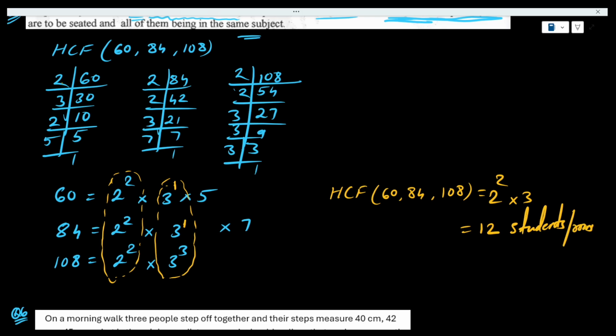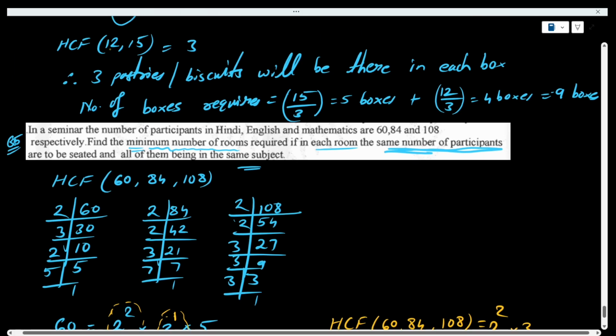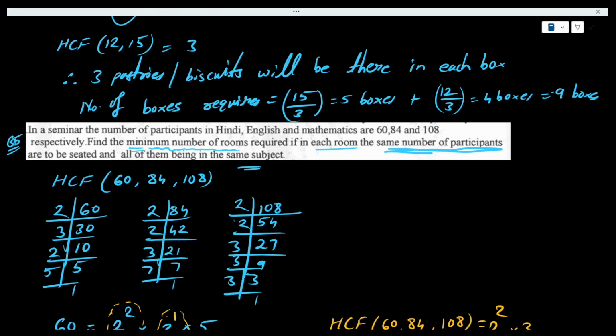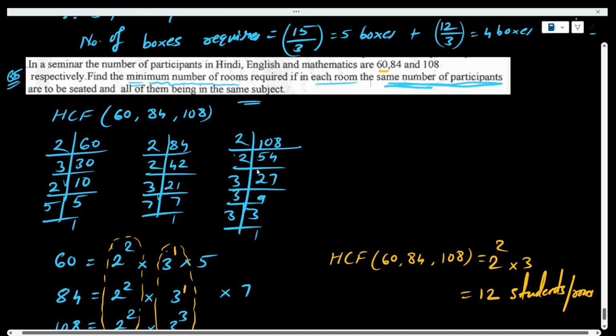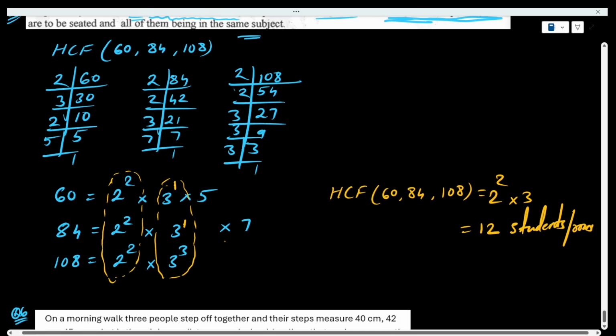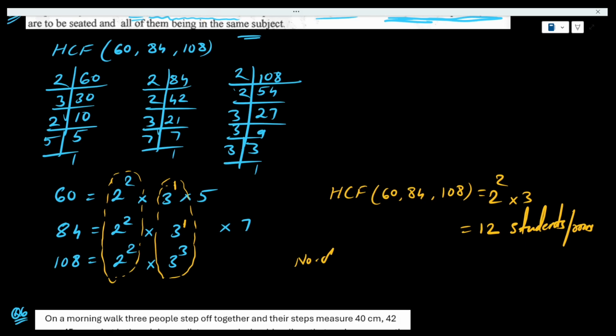So what the question says here is how many minimum number of rooms are required. So 60 divided by 12, because 12 students will be in each room. So the number of rooms for Hindi students will be 60 by 12, because 60 students will be divided among different rooms having 12 students in each room.